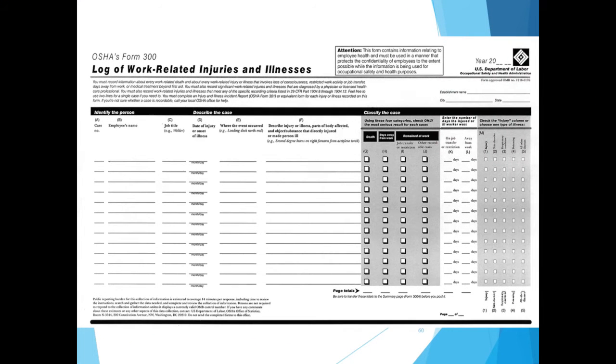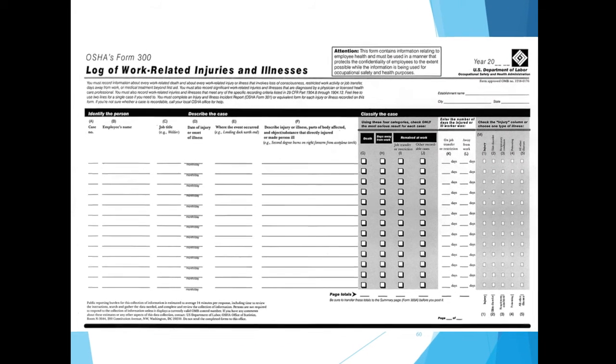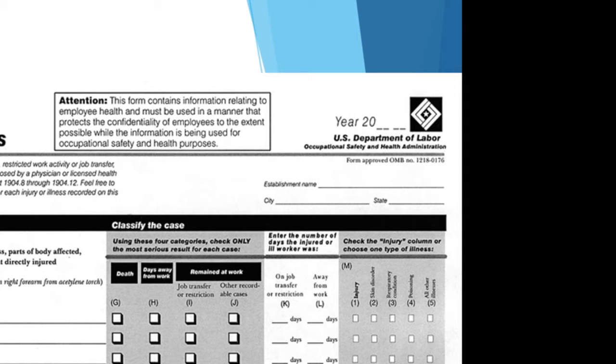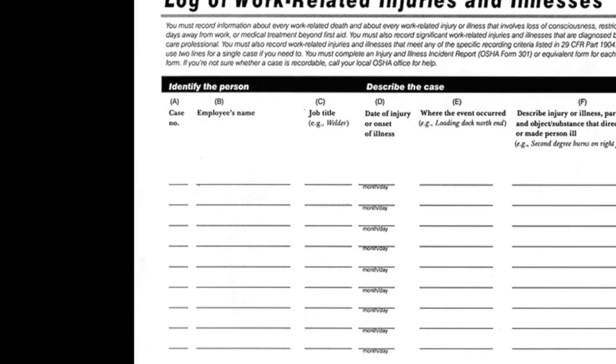As you're looking at this 300, you'll see the top is giving you your establishment name, and the city and state of the establishment. Don't forget to put the year on the very top right corner. From A, B, C, D, E, and F, those headings going all the way to M, you give a unique case number. You can even start with 1, that's fine. Then the employee's name, their job title, then D, the date of the onset of the illness or injury, and then E, where the event occurred.